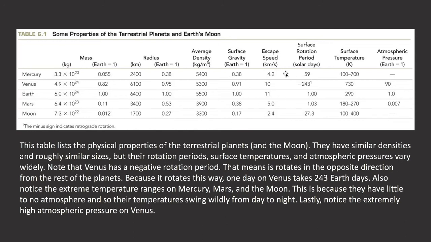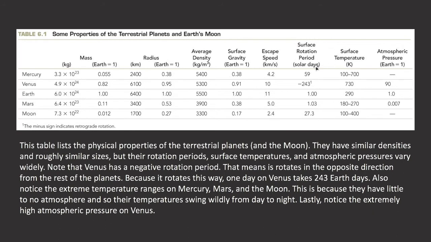Escape speed, this is how fast you would need to be going to escape the gravity of that planet. And it's going to be related to the surface gravity. So these numbers kind of scale appropriately. Venus and Earth are similar, Mercury and Mars are similar, and the Moon is lower.